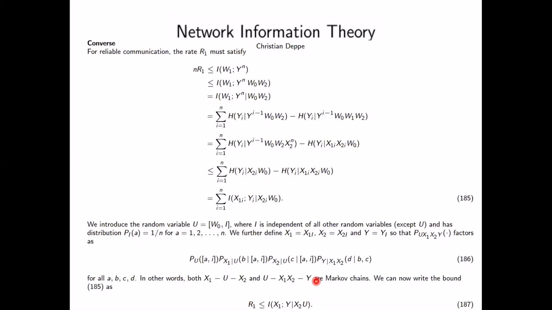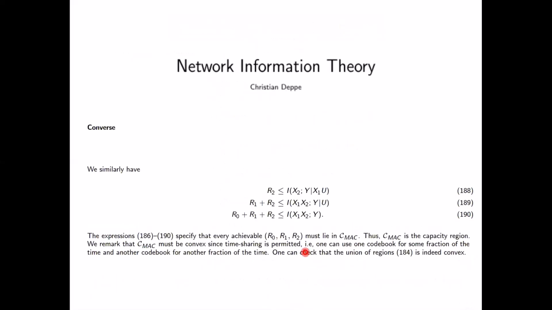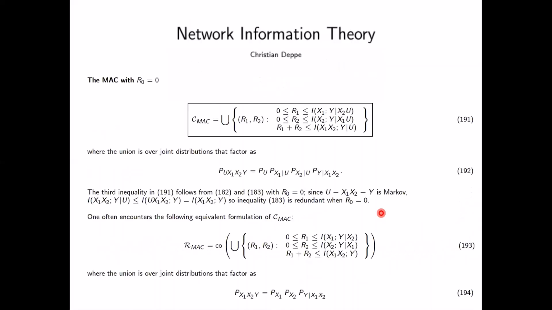The same can be done for R2 and also for R1 plus R2 and R0 plus R1 plus R2. And we have these conditions here. And using all these conditions, we get really the MAC region where we show already that this is also achievable. So again, we consider the case for R0 equals 0 here. It's a little bit less work to write this down.